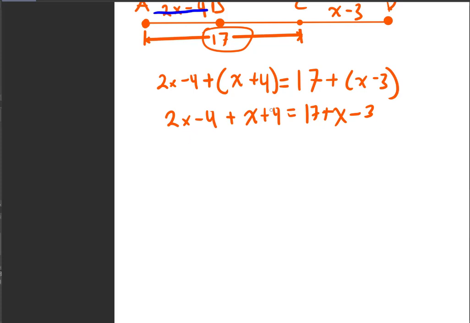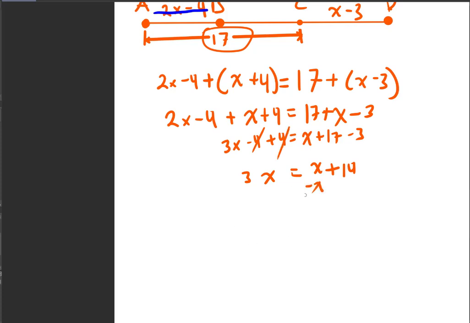So now I'm just going to combine like terms and once again solve for x, right? So I combine the x's. I get 3x minus 4 plus 4, which obviously are going to cancel out, right? And then I have 17 plus x minus 3, which is really just x plus 17 minus 3, which I could combine too. So that's going to be x plus 14, right? And this one over here is going to be 3x. So 3x is equal to x plus 14 because these cancel out, minus 4 and positive 4.